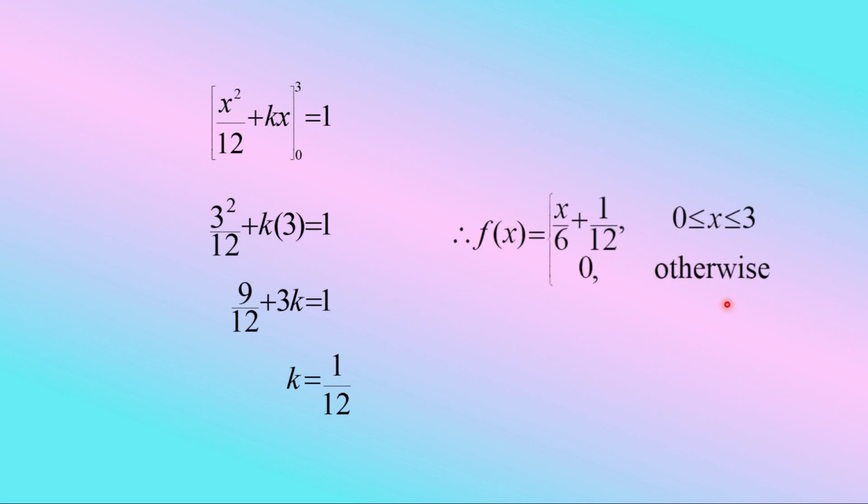Next, simplify the result of the integration, substitute with the limits, and solve for k. So k is equal to 1 over 12, and we rewrite the probability density function.